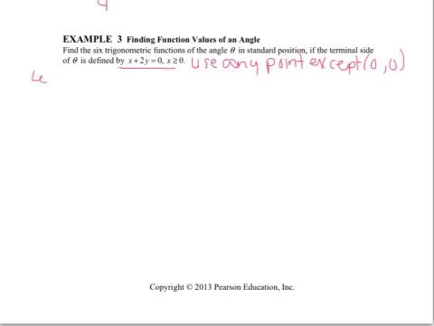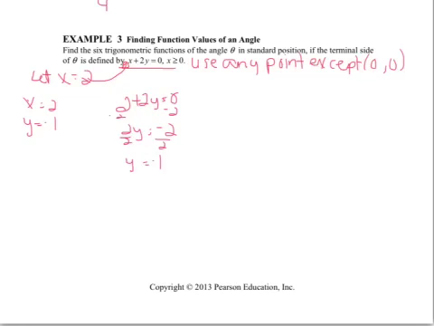So if we go to solve this equation here, I'm going to just say that x can equal 2. So let x equal 2. Then I can plug in this 2 for my x value here. So I can say that 2 plus 2y equals 0. Subtract 2 from both sides. So I have 2y equals negative 2. Divide both sides by 2, so y would equal negative 1.